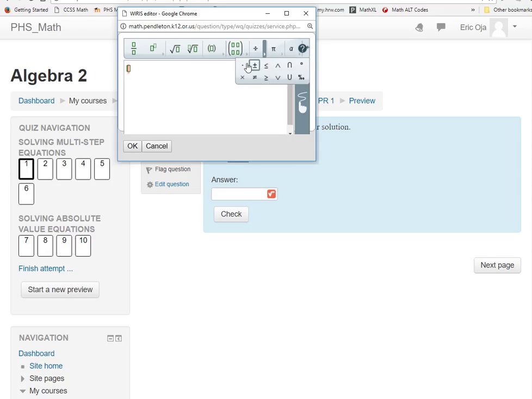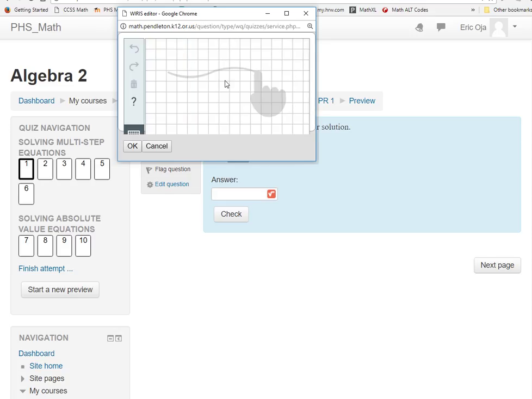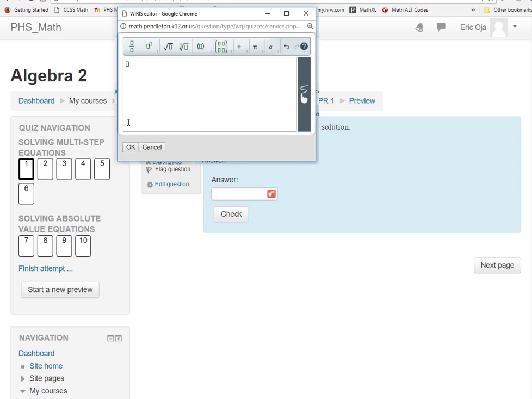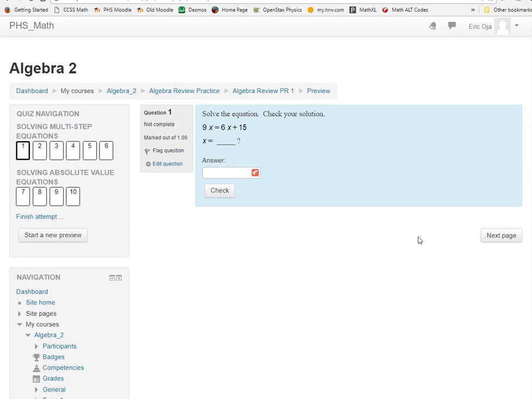If you're working on a tablet or a phone and you want to use that fancy handwriting recognition tool, you just click on that and then you can draw in there. If you want to go back to the keyboard, you just hit this little icon right there. Make sense? You'll have questions, but I think that'll get you going. Grab a Chromebook and get rolling.